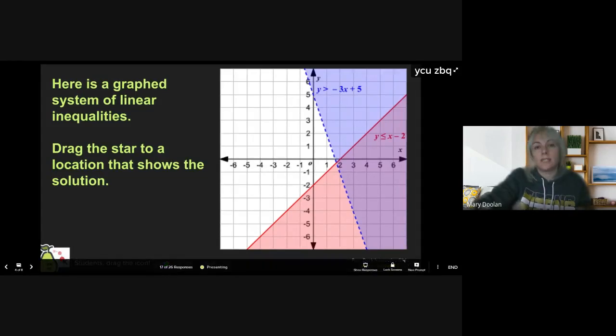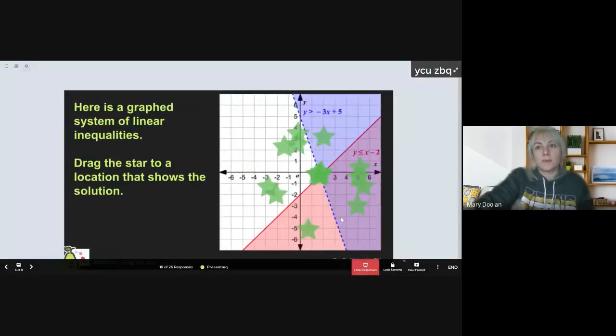I have 17 out of 26 responses. So let's see what we came up with. So we kind of have stars all over. We got stars in the purple, stars in the blue, stars in the white, stars in the pink, stars at the point where the two lines intersect.